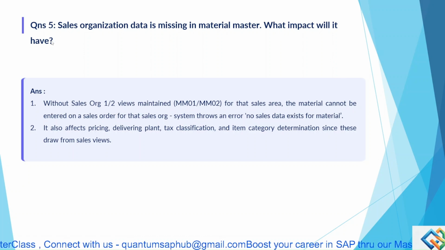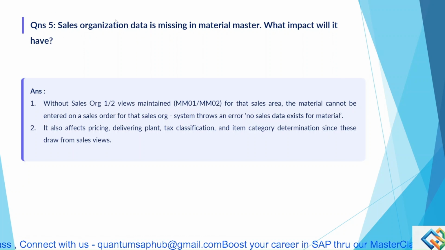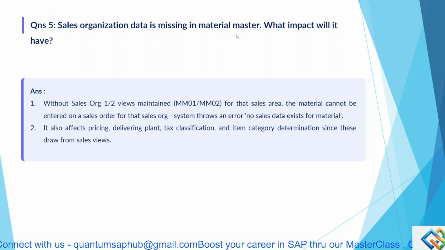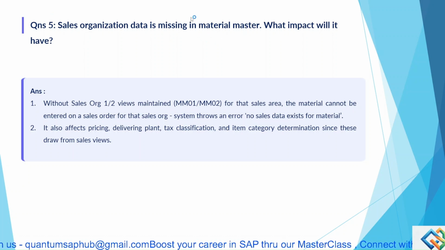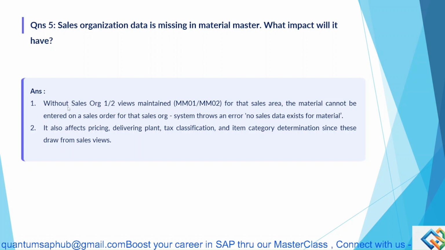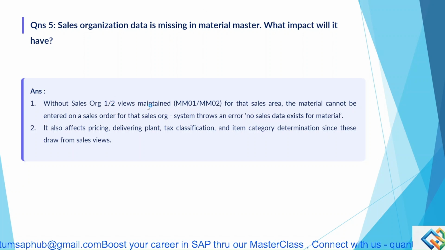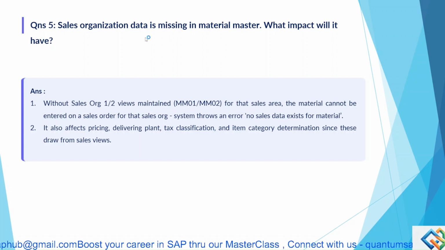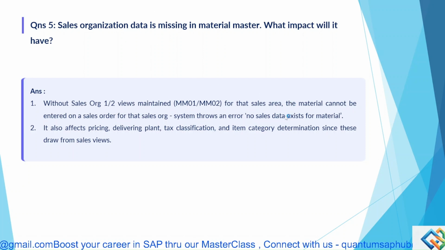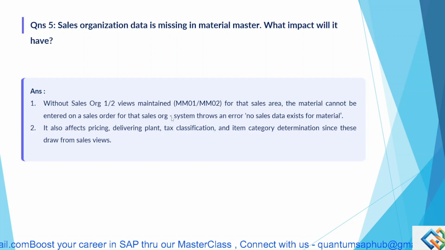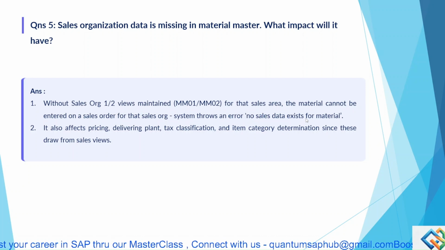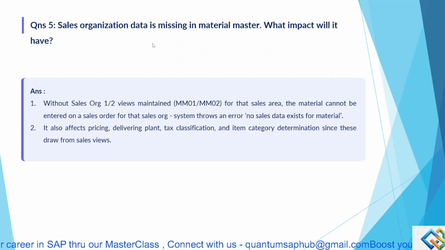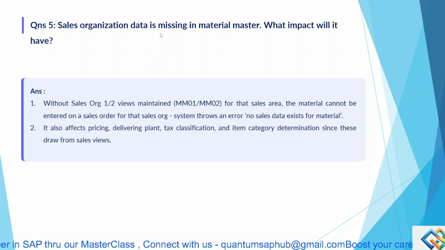Next question. Sales organization data is missing in the material master. What impact will it have? If the sales organization data is not created for the material master, definitely the material master cannot be used in the sales order. Without sales organization 1 and 2, which is actually the sales organization data, if the material cannot be entered under the sales org, then the system throws an error that no sales data exists for the material.